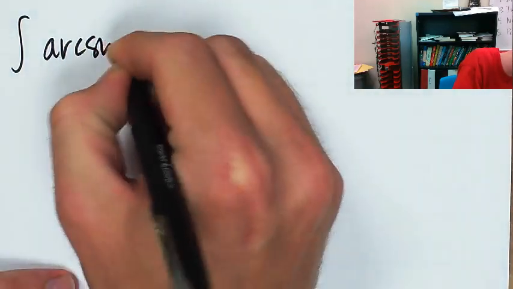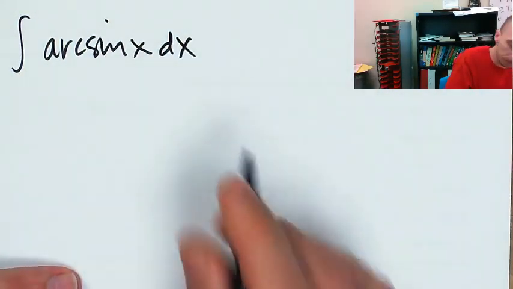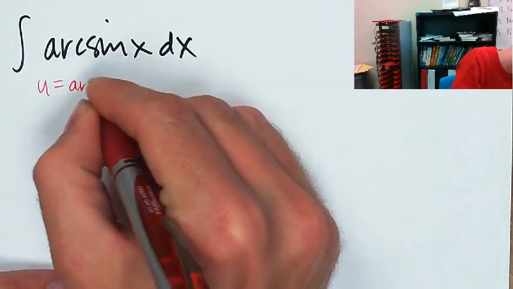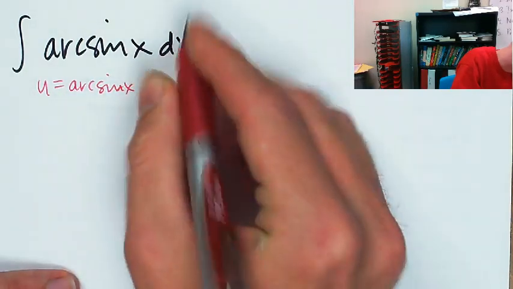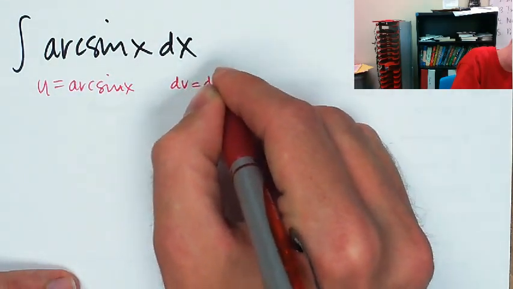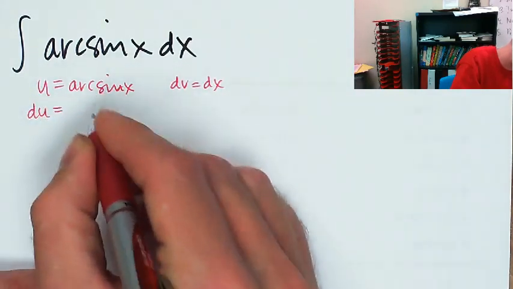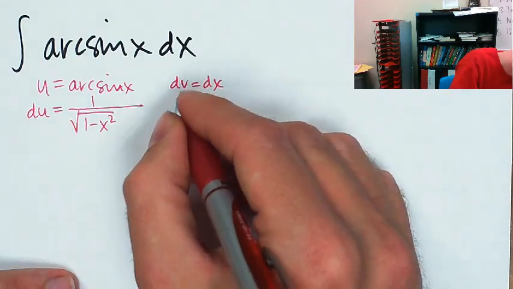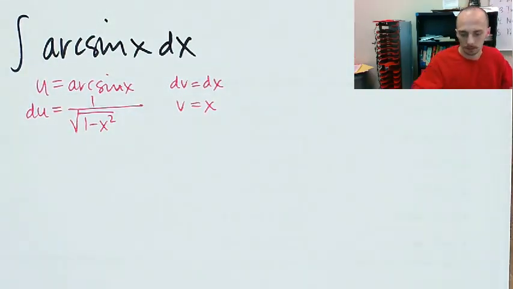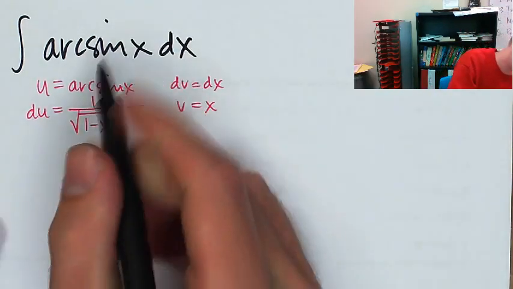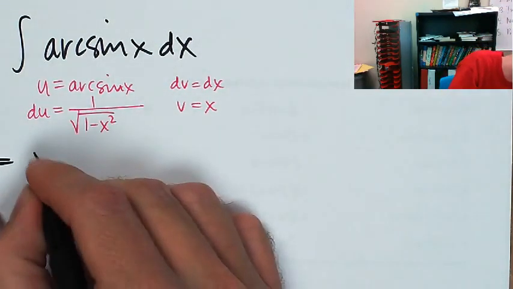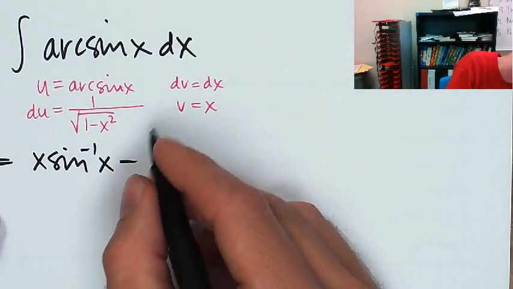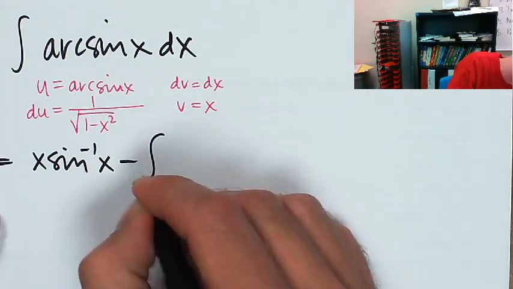Antiderivative of arcsine x dx. Okay. I'm going to let u equal arcsine and dv equal dx. Okay. And all that, I know about the formula for u dv, so it's going to be equal to u times v minus antiderivative of v du.